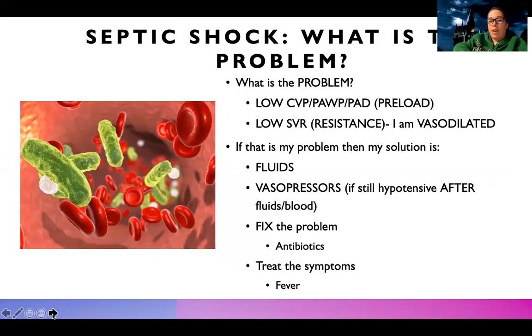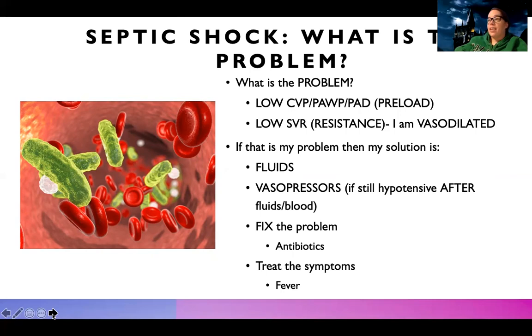So the problem here is that I have a low volume because, remember, everything's vasodilated. So all that fluid that's in my blood gets pulled into my cells. And there's also that vasodilation, so I do not have enough resistance or squeeze in my blood vessels. So if that's my problem, first I need to replace those fluids. And again, like with hypovolemic, if I replace those fluids and my blood pressure is still low after, then I'm going to need to give vasopressors.